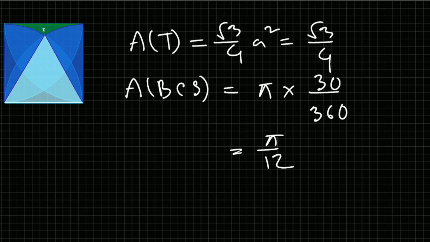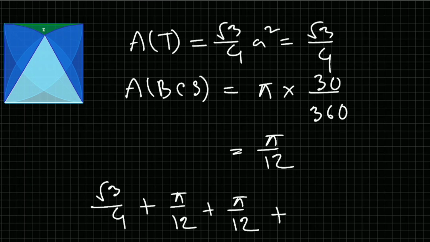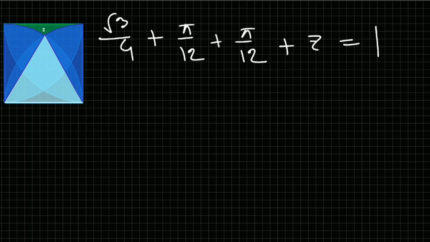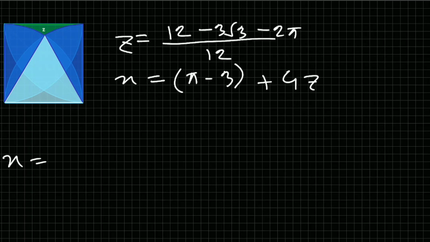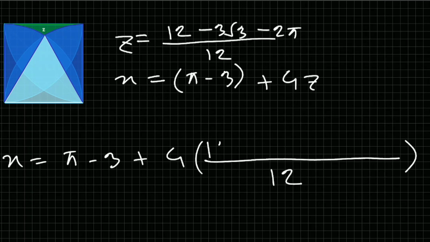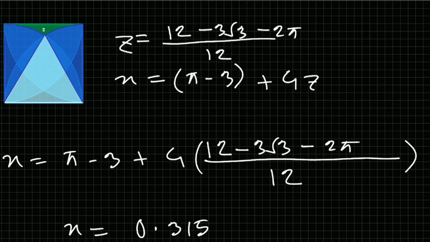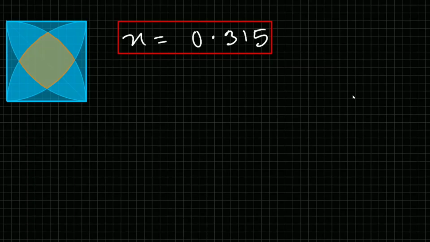Now we make this simple observation that if we combine the area of the equilateral triangle along with the area of these 2 blue segments and the segment which we denoted by Z, we have the area of the whole square. From this equation, it is very easy to find the value of Z, which when we plug back into our previous equation gives us the value of our desired X. Numerically, X is equal to 0.315 units. This is the area of the orange segment. There you go. This is our solution.